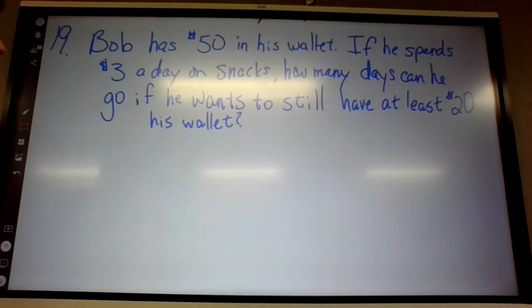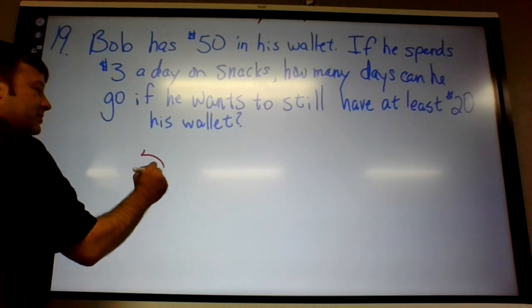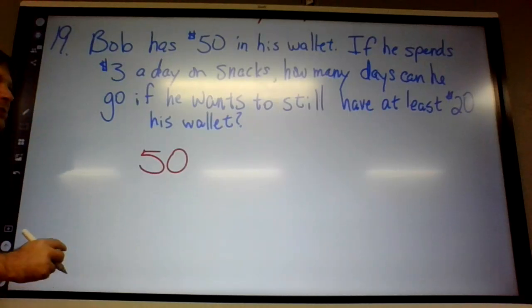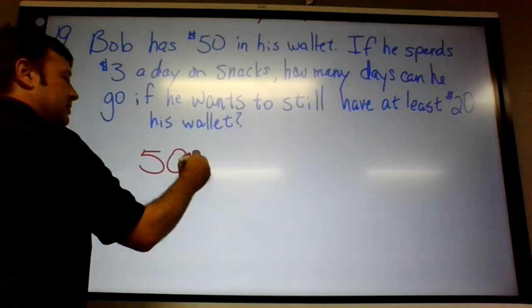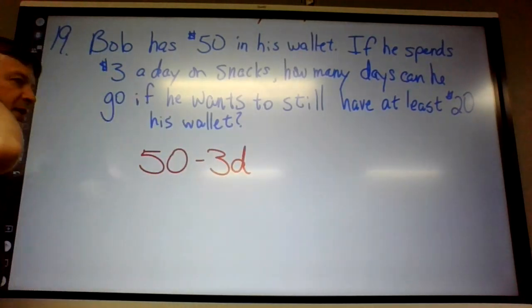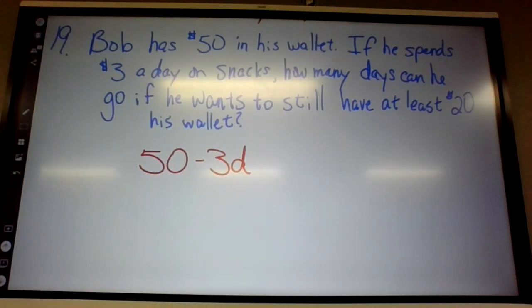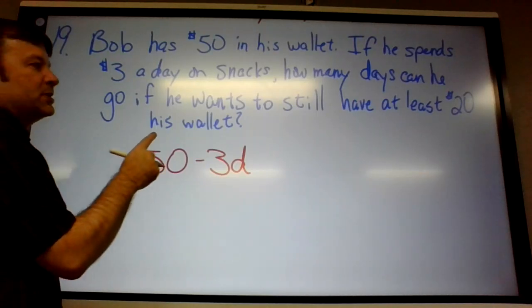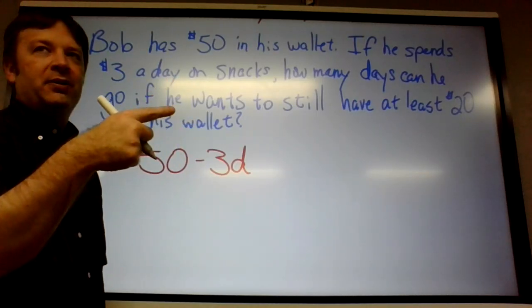Okay, so he starts with $50 in his wallet. He is losing $3 a day. How would I write that? He's losing $3, minus 3, D for days. Okay, he loses 3 times the number of days. Like after 1 day, he loses 3. After 2 days, he loses 3 times 2. Okay, he wants to have at least $20.